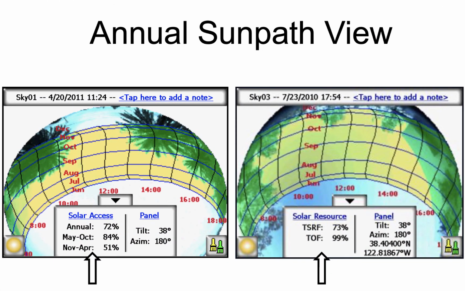Solar Access does not derate for tilt and azimuth, and Solar Resource does for tilt and azimuth. If your software that you're using already derates for tilt and azimuth, then make sure to be using Solar Access. You don't want to double derate, or you'd be selling yourself short.